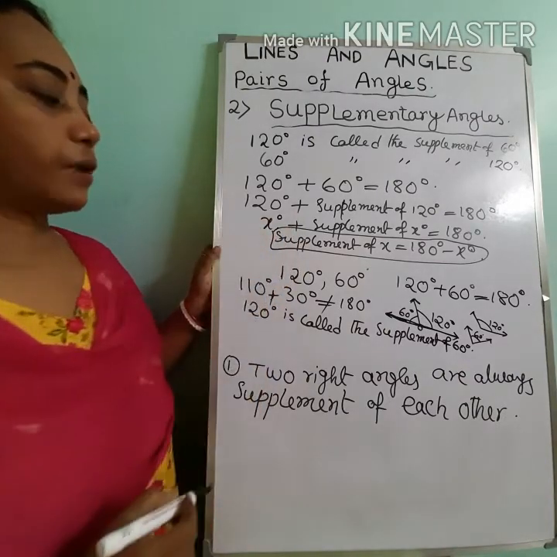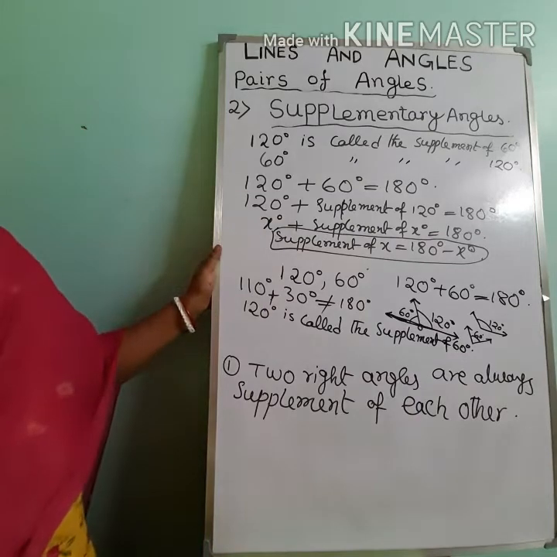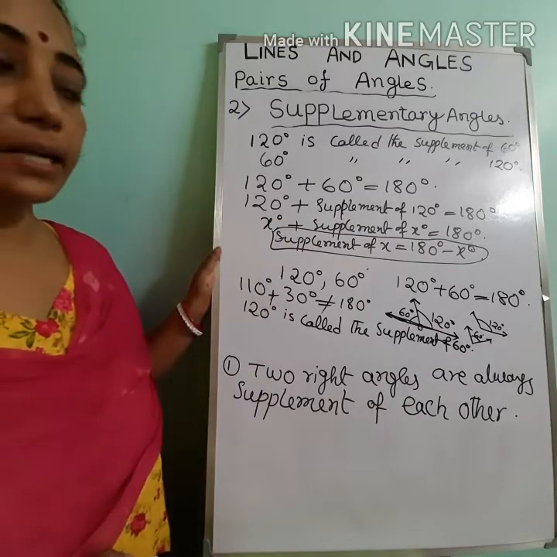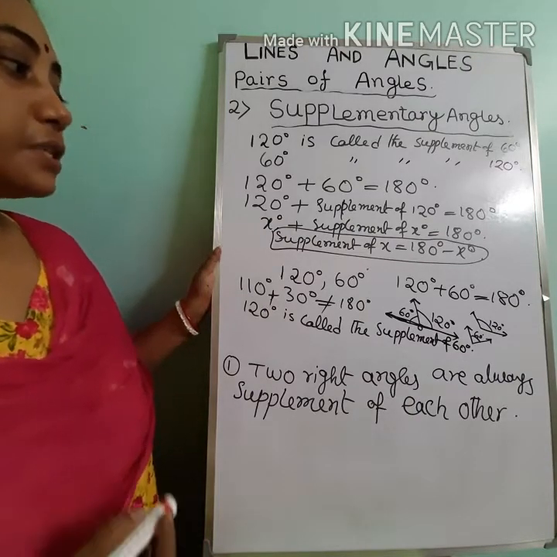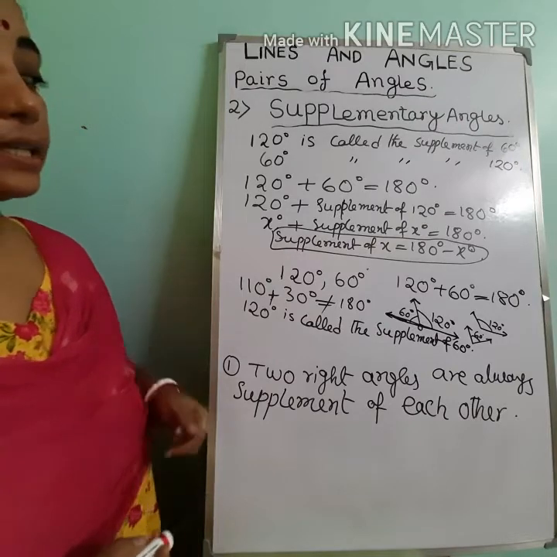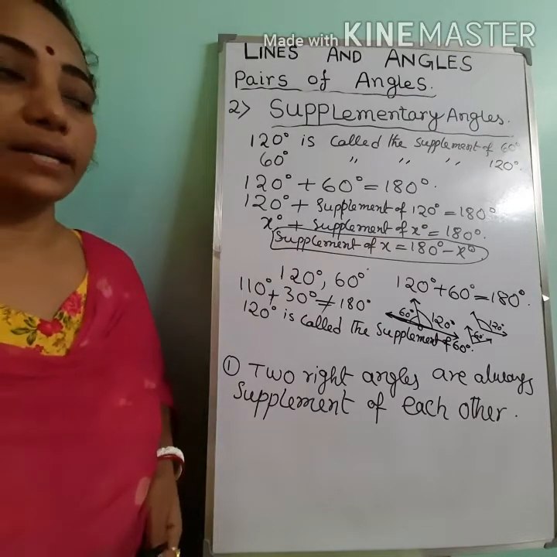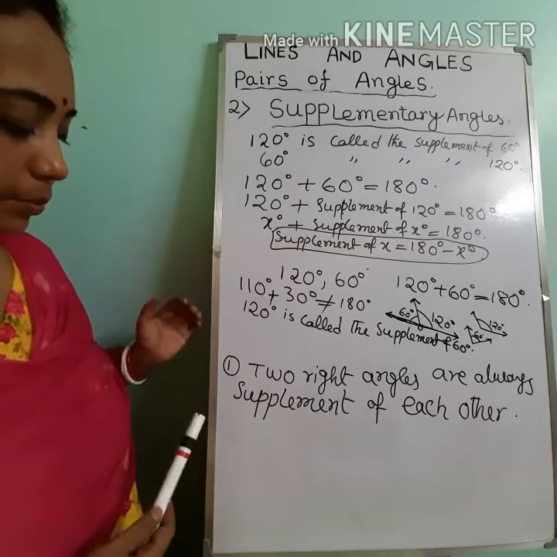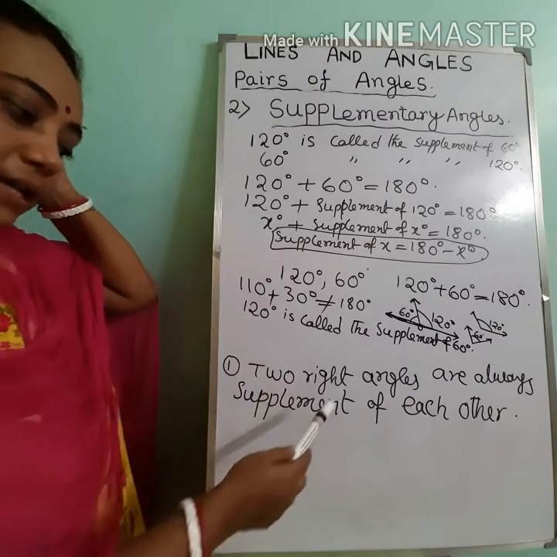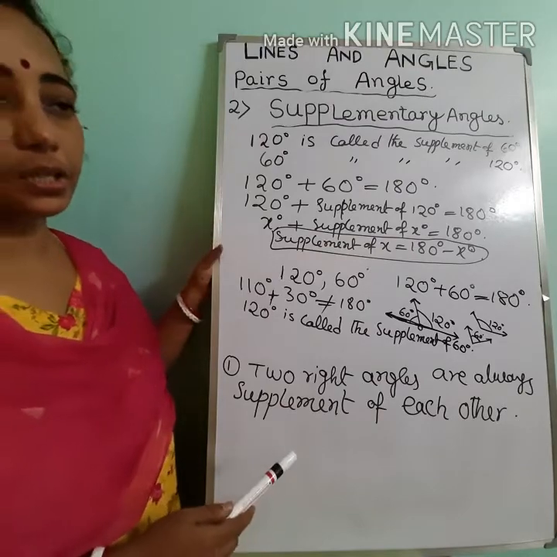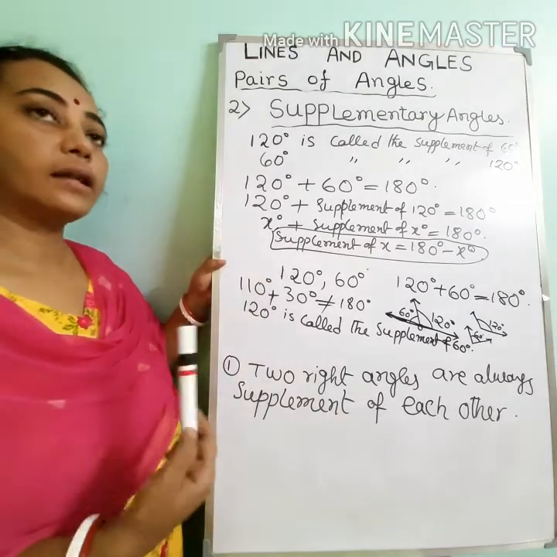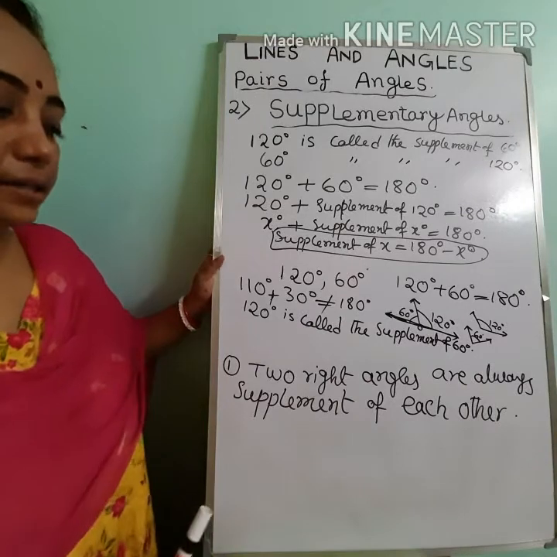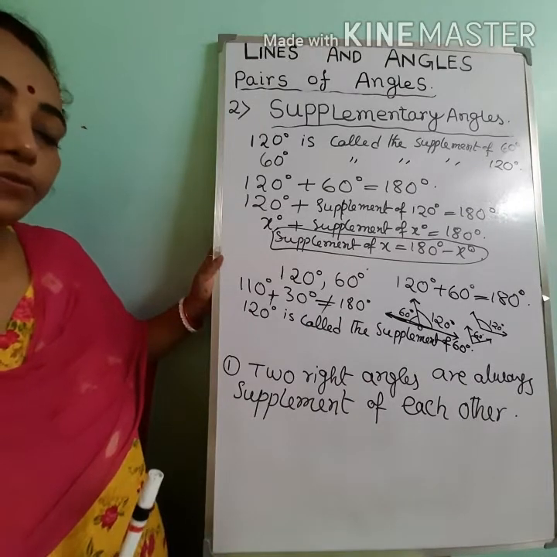If it is asked to find the supplement of 60 degree, then we write 180 degree minus 60, that is 120 degree. If it is asked to find the supplement of 90 degree, then it will be 180 minus 90 degree, that is 90 degree. Also there are some important properties, that two right angles are always supplement of each other, because one is 90 degree, another is also 90 degree.